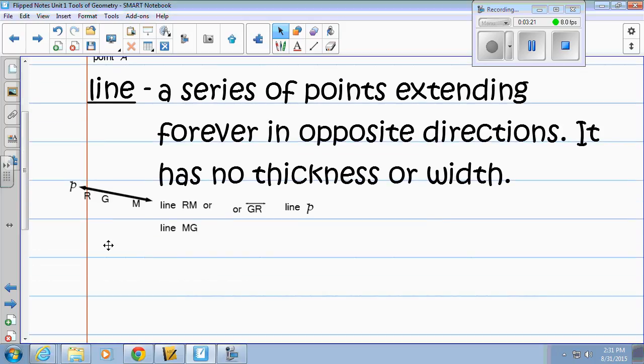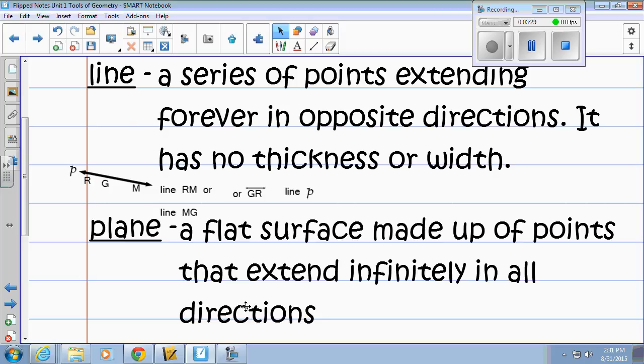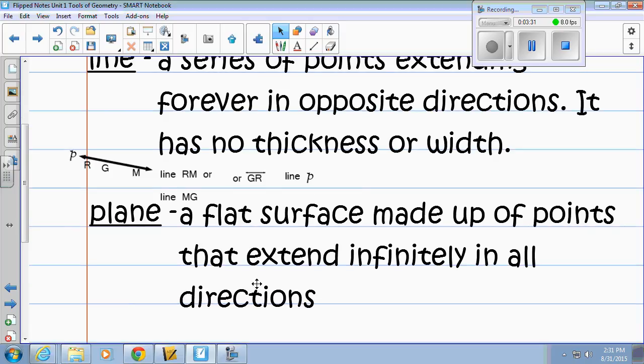Okay, and then finally we have a plane. A plane is a flat surface made up of points that extend infinitely in all directions. Again, it doesn't exist in real life, but we can represent it, and we usually use a picture like this to represent a plane. It's a flat surface like the surface of your desk or a wall or the floor, for example.